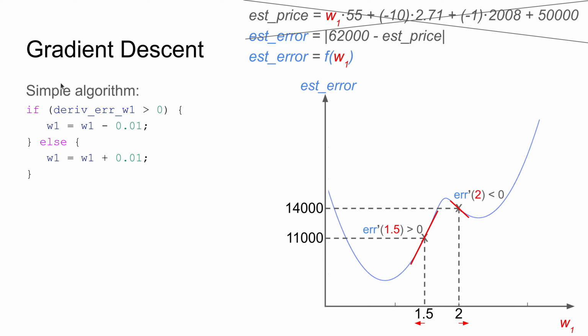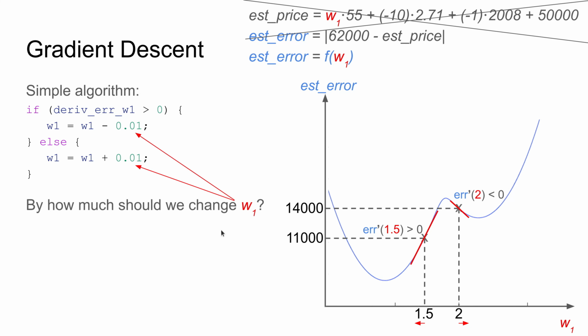So a simple way to implement this: if the derivative is positive, then decrease W1 by a small amount. So if the derivative is positive, decrease. If the derivative is negative, increase. But how can we choose this value? How much should we increase or decrease this W1?